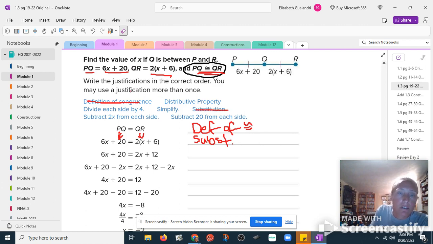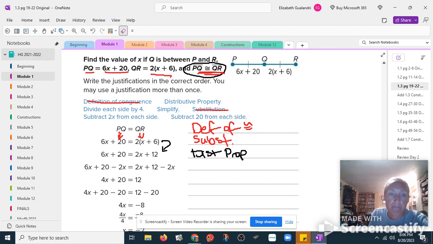Then we're going to start to solve. Now, the rest of these, and the reason I start with this is because these are all things that you guys have learned. So what you would ask yourself is, what did I do in this step to get to this step? And what you did is you distributed. So this is the distributive property that you used to get there.